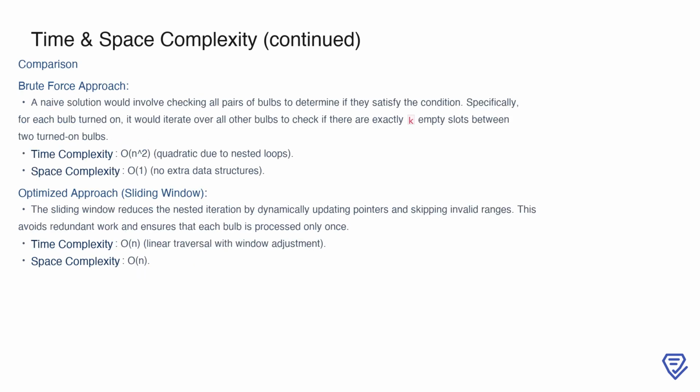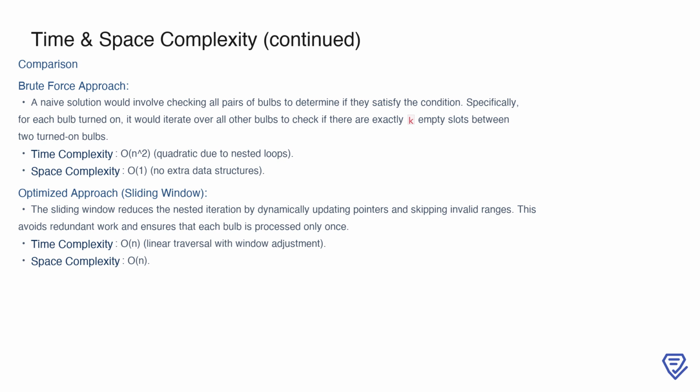To understand the efficiency of this approach, let's compare it to the brute force solution. A naive approach would involve checking every possible pair of bulbs to determine if they satisfy the condition of having exactly k empty slots between them. This would require nested loops, where one loop processes each bulb while the other iterates through all other bulbs, resulting in a time complexity of O(n²). However, the brute force approach uses no additional data structures, so its space complexity remains O(1).